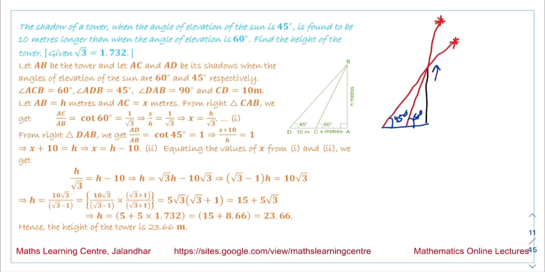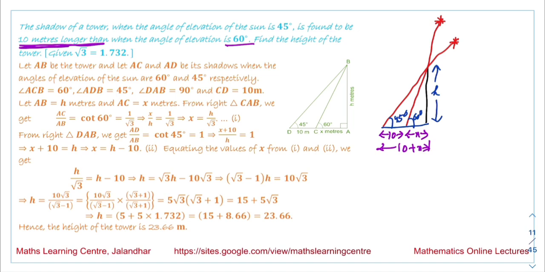We have to calculate the height of this tower. What is given to us is that if this length is x, the length of the shadow is 10 meter longer when the angle of elevation is 45 degree. So how much longer is it? It is 10 meter longer. It means this total length is 10 plus x meters. We are talking about this length, it is 10 plus x meters.